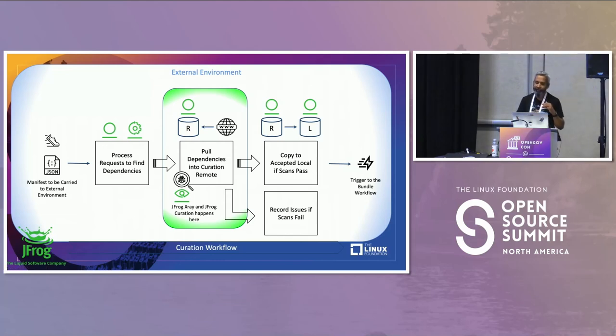And the way we are doing this is pulling the dependencies from an external environment, such as Maven Central, as an example. From the JFrog Artifactory perspective, you could configure an artifact repository as a remote repo pointing to an external environment, download the bits, cache them, and have Xray, which is our scanning software, look at them. As we download the bits, they get scanned in real time. When the scans fail, you can isolate those bits. If the scan succeeds, you copy the contents of this remote repository to the local repos, right? The local repository is where your developers have access. And then again, this would be a trigger to the bundle workflow.